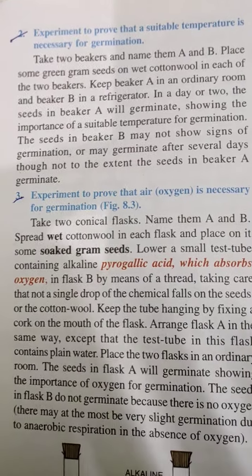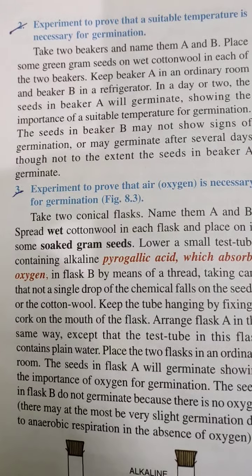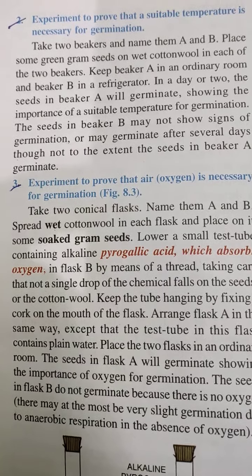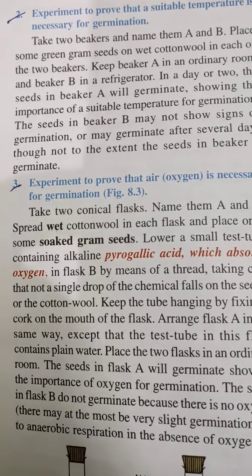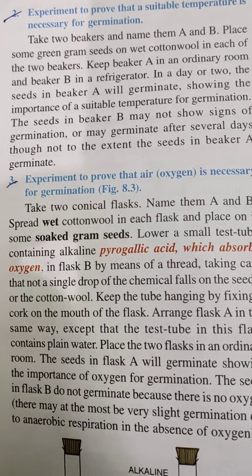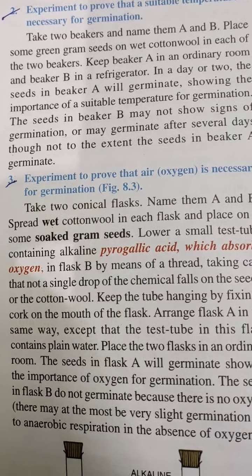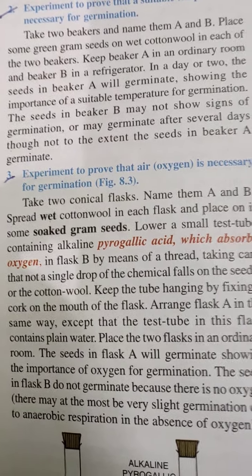Next experiment to prove that suitable temperature is necessary for germination. Again, we are taking two beakers, naming them A and B, placing some green gram seeds on wet cotton wool in each of the two beakers. Keep beaker A in an ordinary room and beaker B in a refrigerator. In a day or two, what we'll see? The seeds in beaker A will germinate, showing the importance of a suitable temperature for germination.